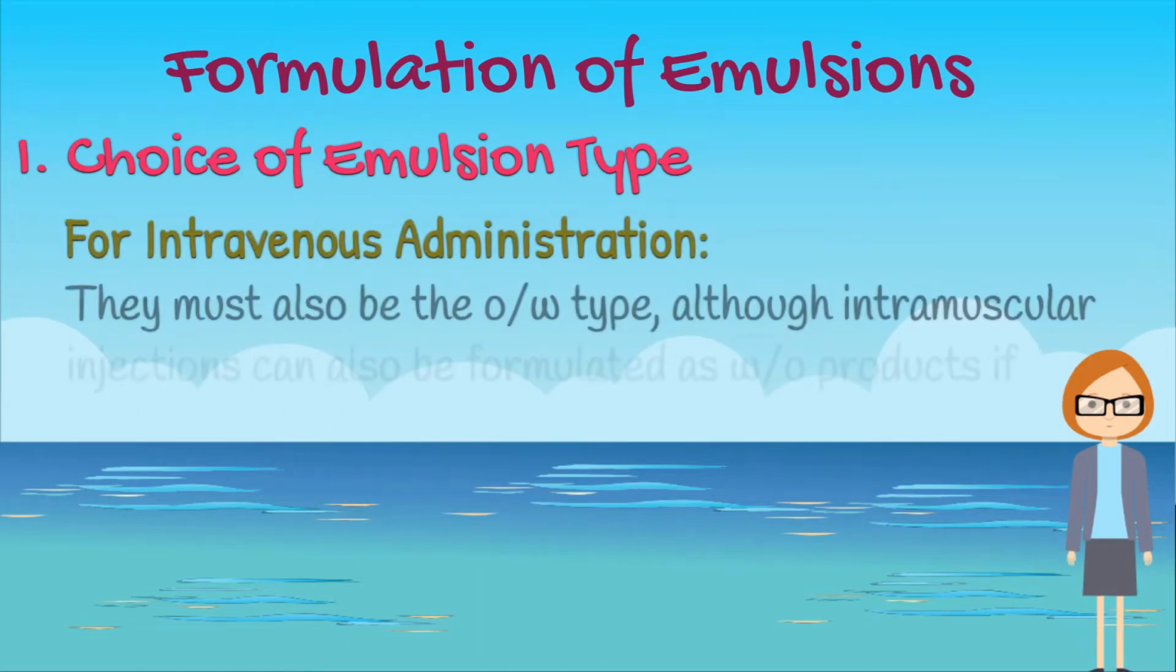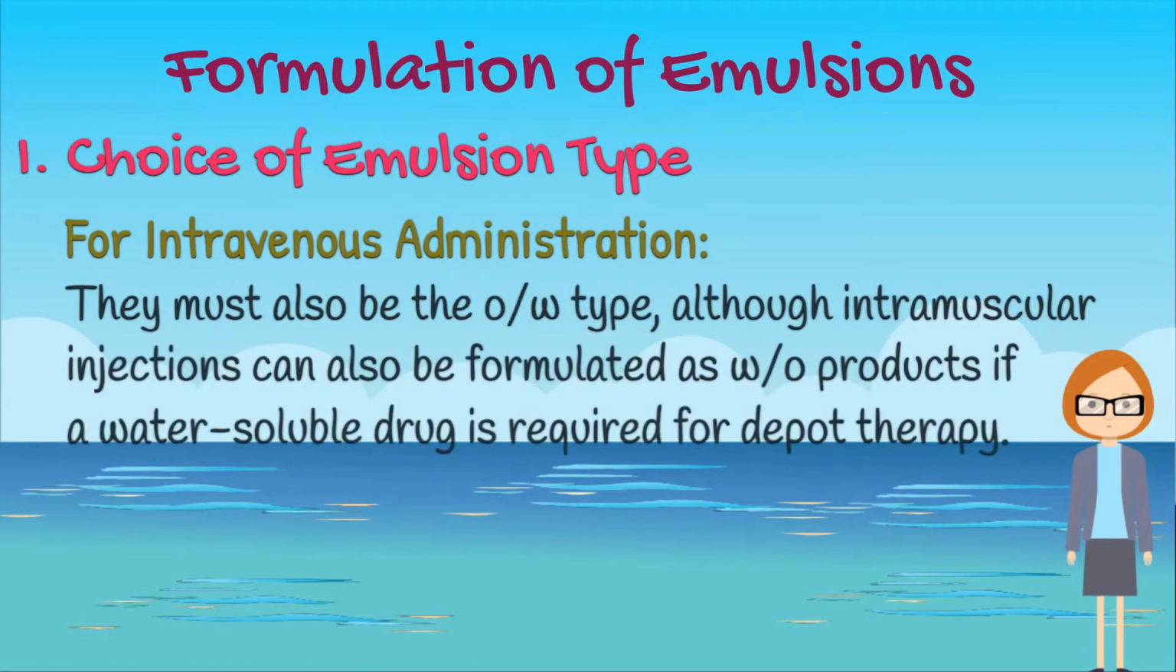For intravenous administration, they must also be the oil and water type, although intramuscular injections can also be formulated as water and oil products if a water-soluble drug is required for depot therapy.